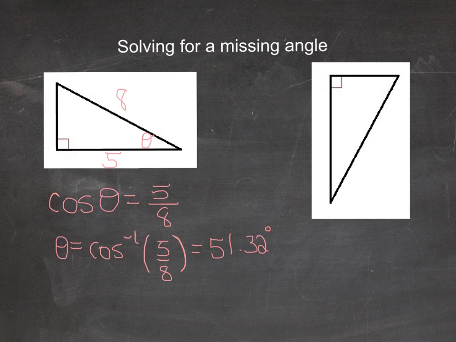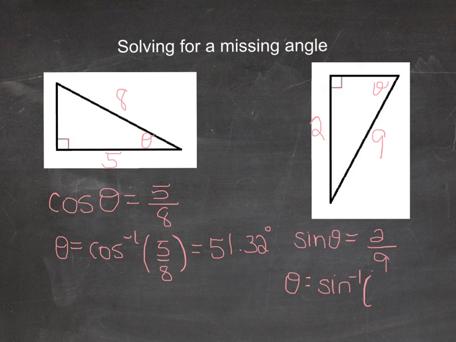Okay, and then in this triangle, let's say I have this side is 2 and this side is 9, and I want to solve for this missing angle up here. So I have the opposite side to this angle, and then I have the hypotenuse. So I have opposite and hypotenuse, so I know that's sine. So I have sine of theta is equal to opposite over hypotenuse. So then to solve for theta, again, I have to use the inverse function, so sine inverse of 2 over 9. And then when I plug that into my calculator, I'll get that the angle in this triangle is, rounded to 2 decimal places, approximately 12.84 degrees.